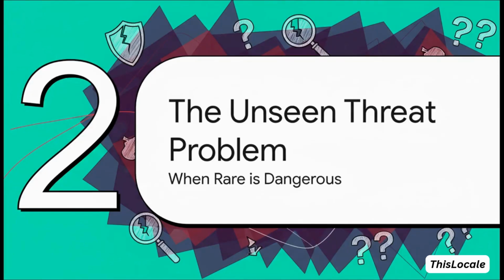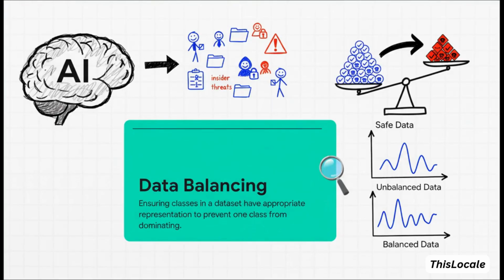But look, making a model tough is only half the puzzle. What happens when the most dangerous threats are also the rarest ones? Because if we're not careful, the AI can literally be trained to just ignore them. And that right there is the unseen threat problem. And this is where our second technique, data balancing, comes in.